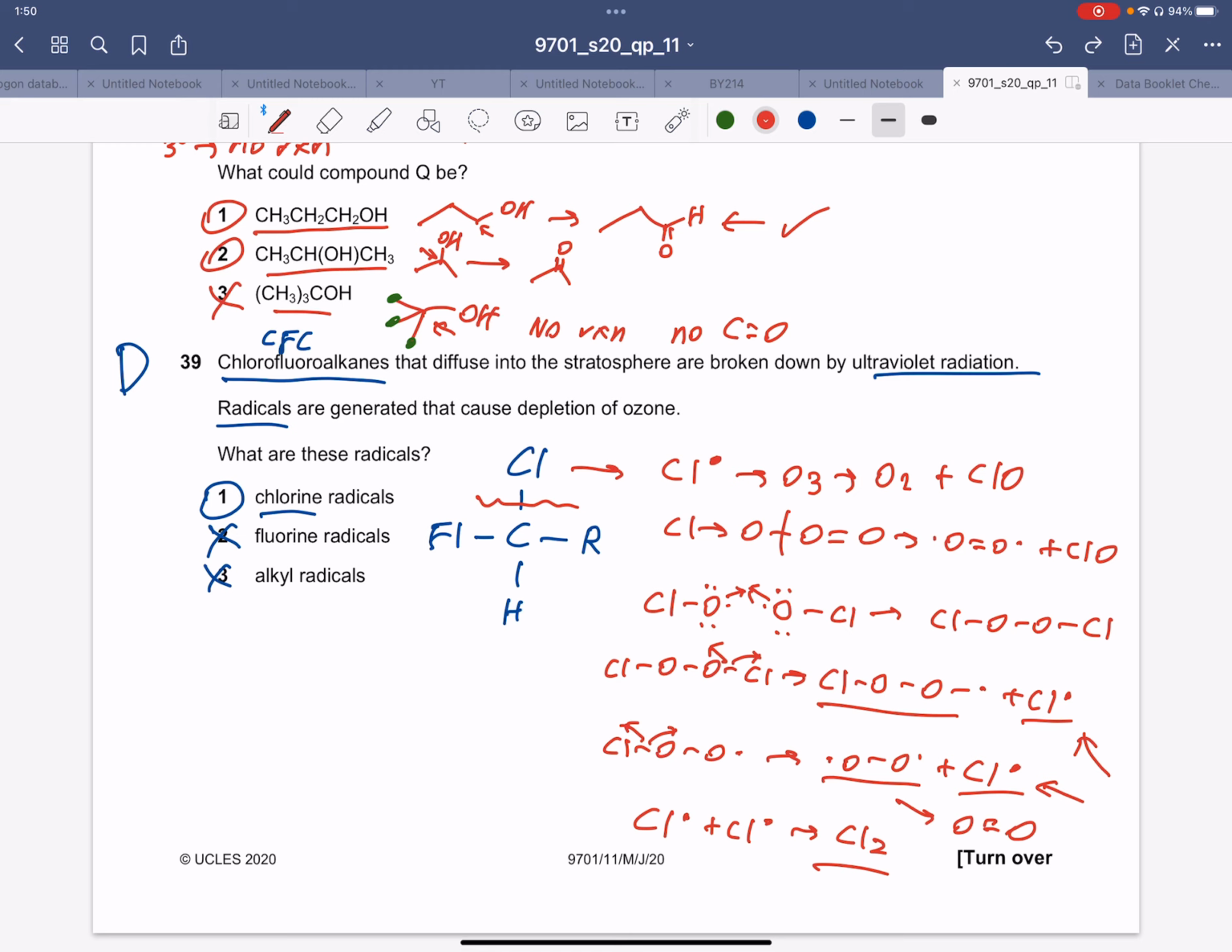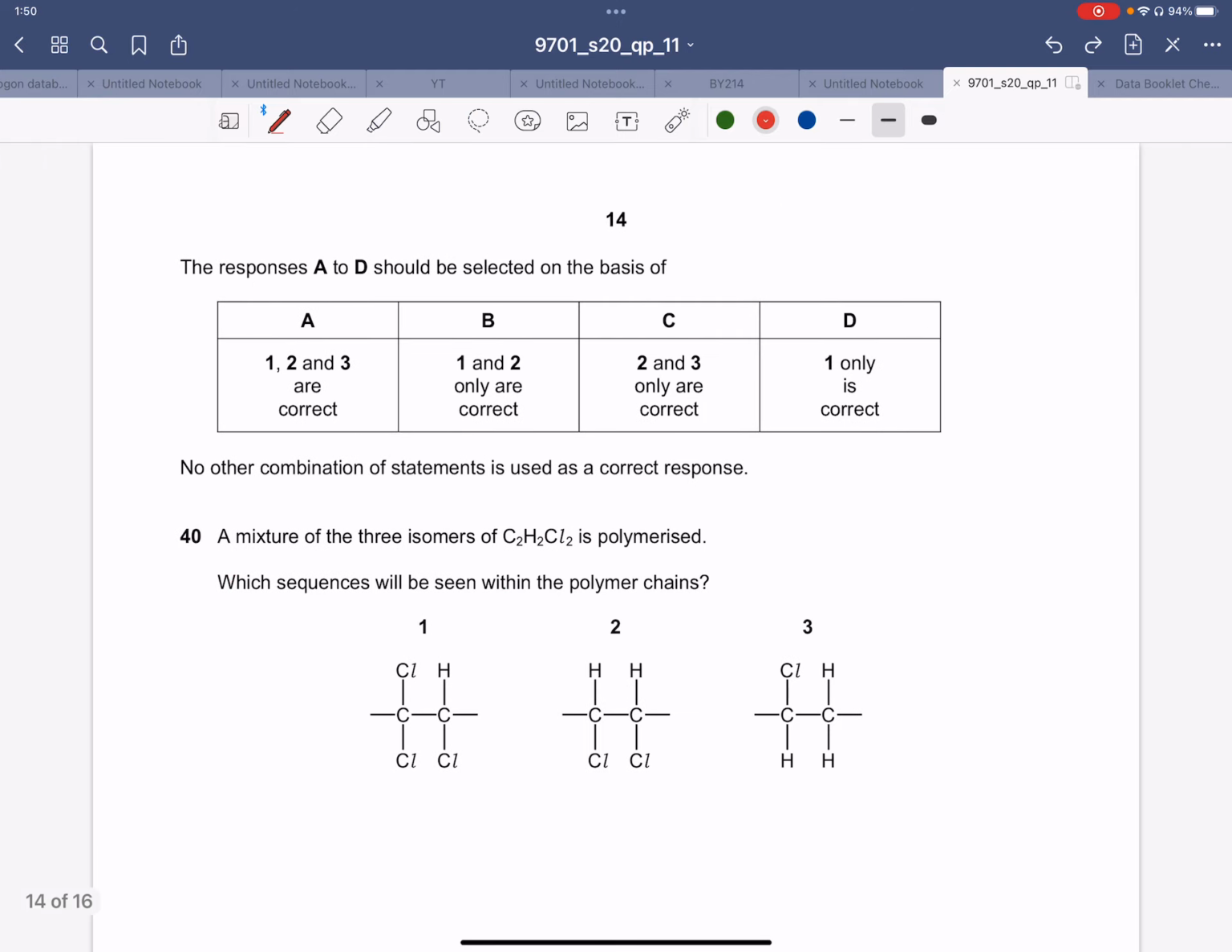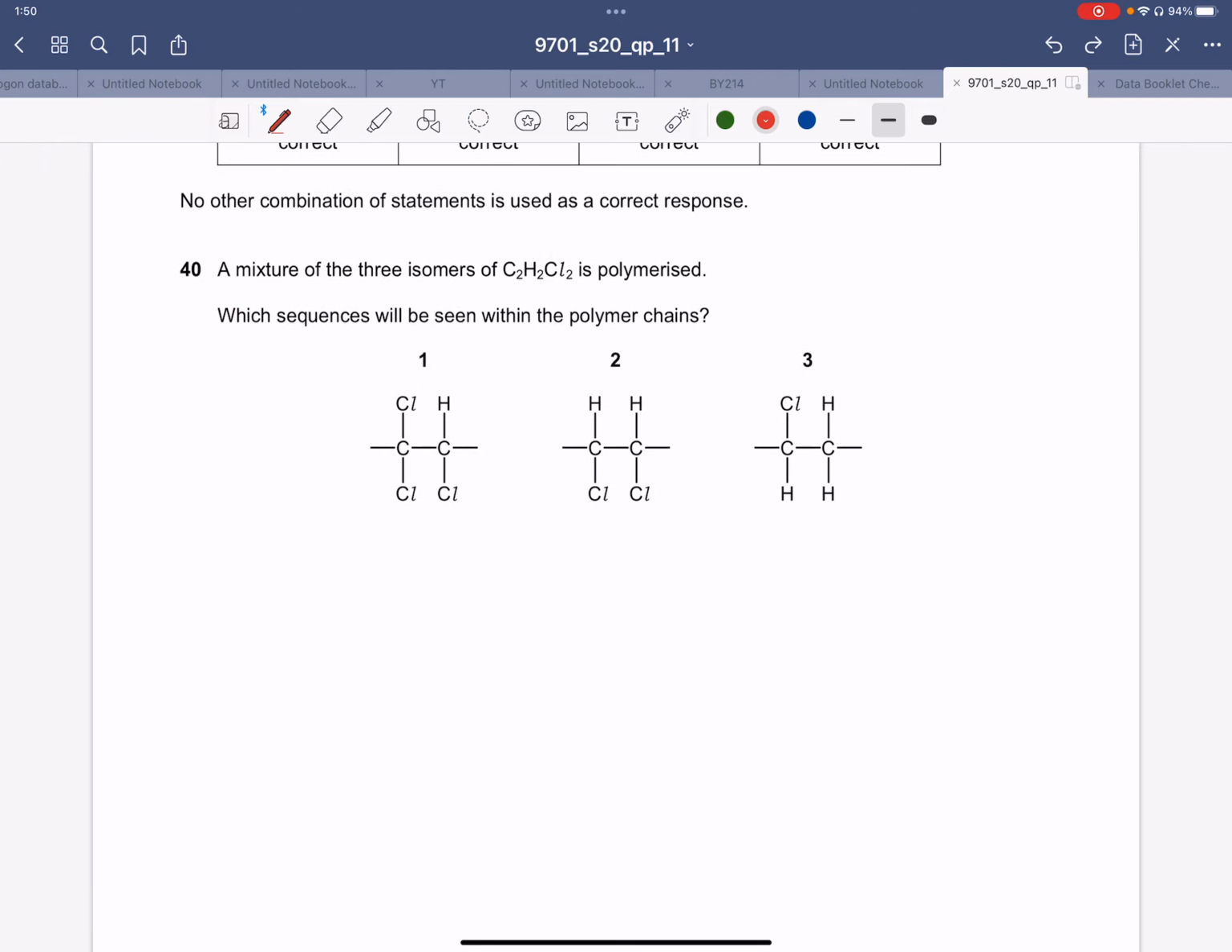So just make sure you know that only the chlorine one splits off; the fluorine and the carbon just stay. The reason for that is because chlorine is partially reactive. Fluorine basically never reacts with anything unless it's hydrofluoric acid, and the carbon really doesn't like to form a radical because carbon's a pretty neutral molecule. So yeah, answer choice D. Question 40. Ooh, last one.